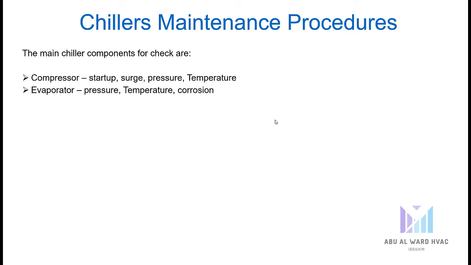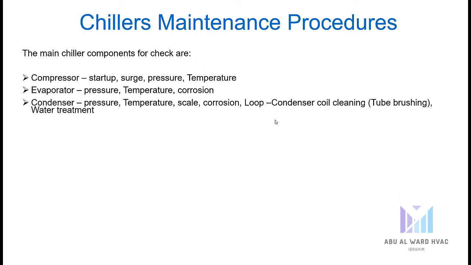Evaporator, we need to have a look at the pressure, temperature, and corrosion. Condenser, we have to check the pressure and temperature. We need to see if there is scaling inside the condenser. Corrosion loop, condenser coil cleaning, we need to do it annually. Tube brushing as well, and water treatment.